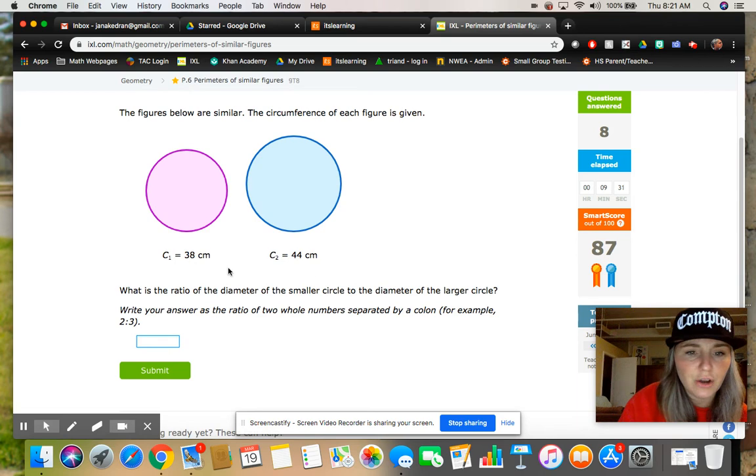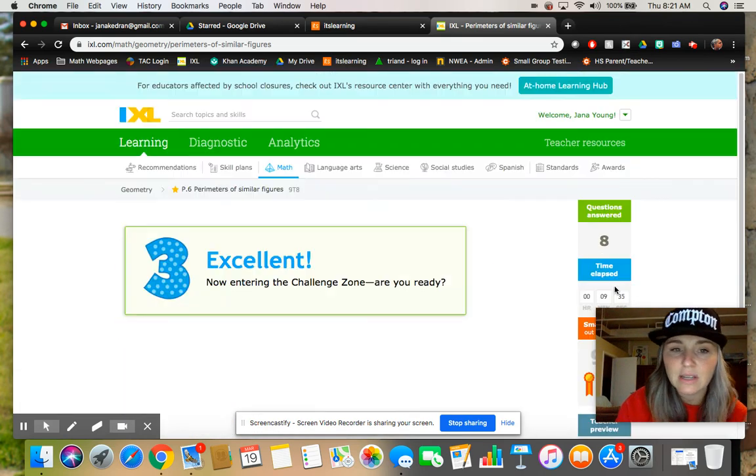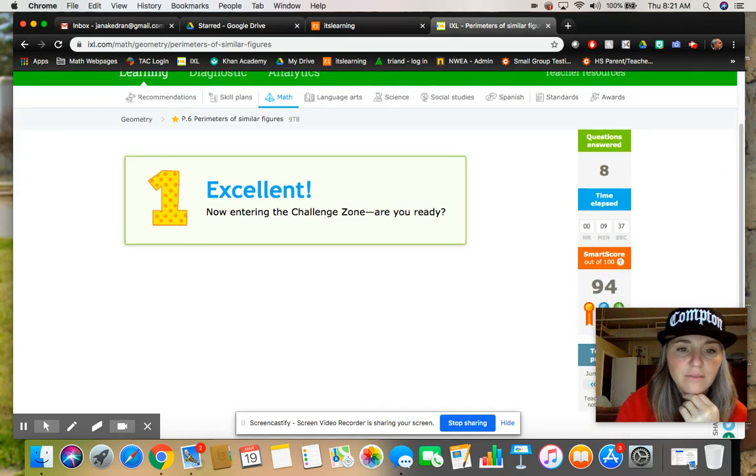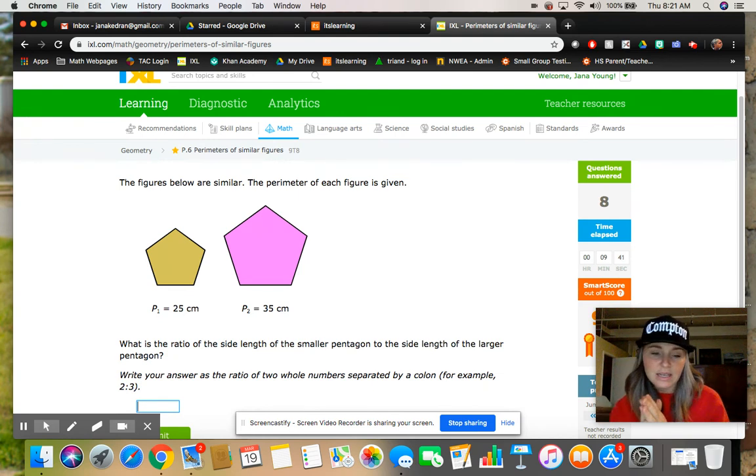Let's see, ratio 38 to 44, divide by 2, simplify. And that's going to take you into the 90s. This will be a really easy one for you to go all the way to 100 to earn bonus points, because I think this is probably the easiest of the IXLs.